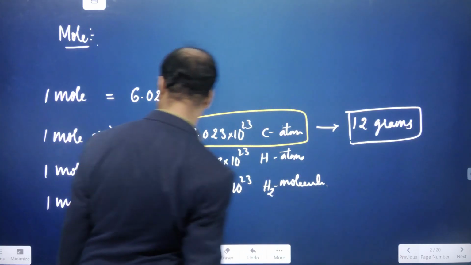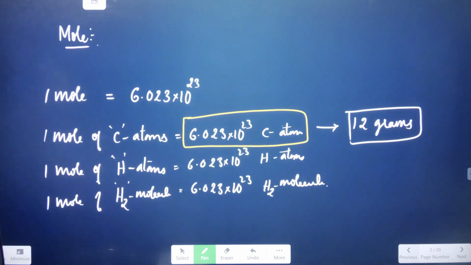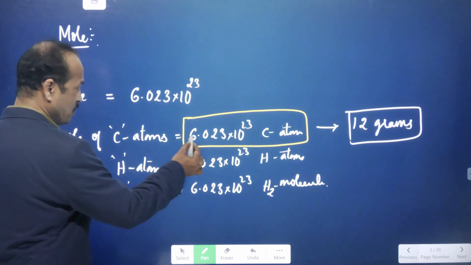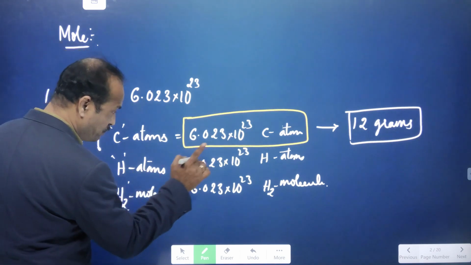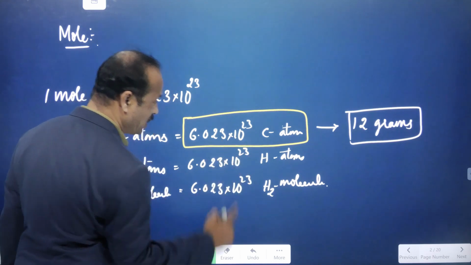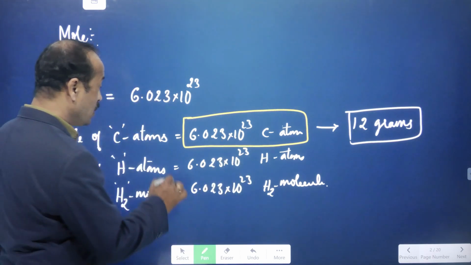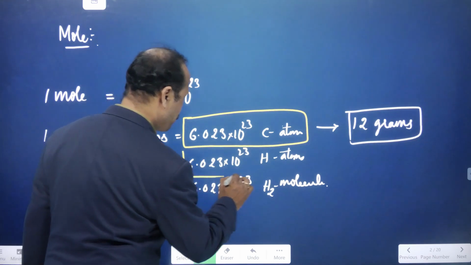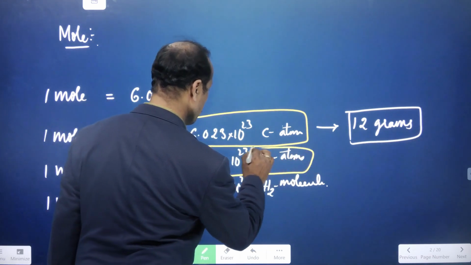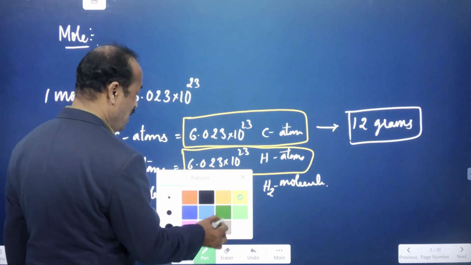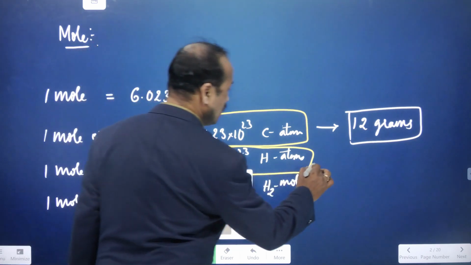Now here you see, 1 mole of hydrogen atoms. So 1 mole means, like a dozen, the same number. So 1 mole of hydrogen atoms means what? 6.023 into 10 to the power of 23 hydrogen atoms. Clear? Now if I check the mass of this hydrogen, 6.023, which is equal to this number. But if I check the mass of hydrogen atoms, what will I get?